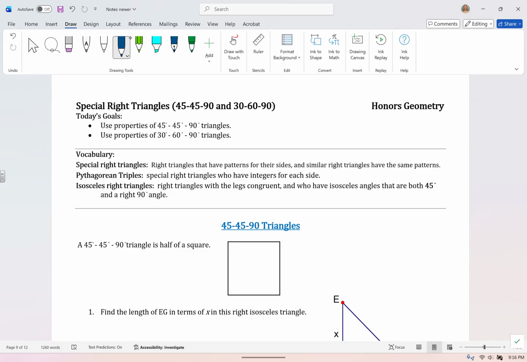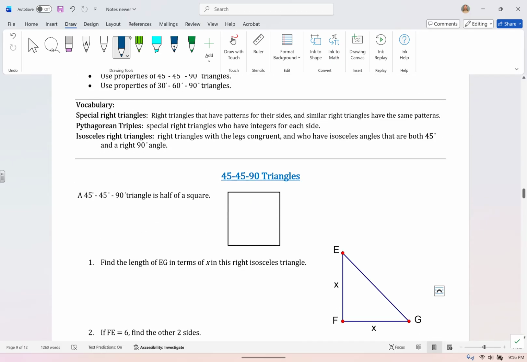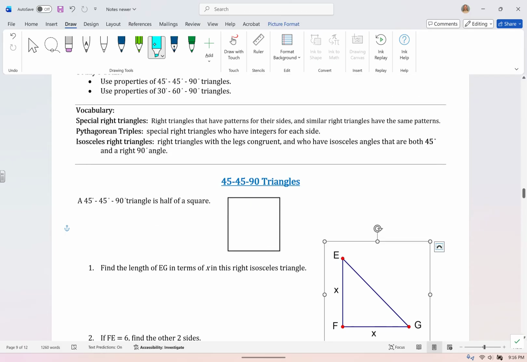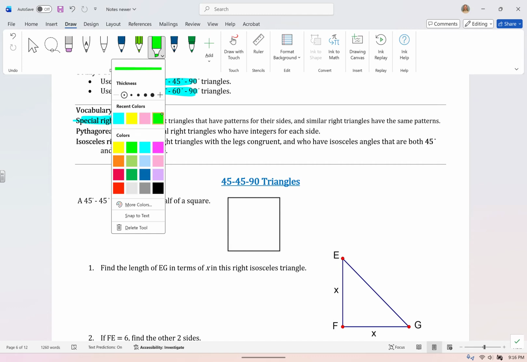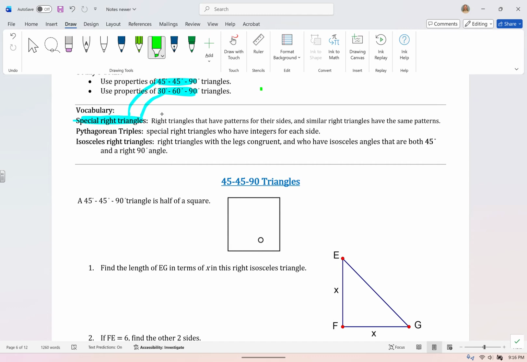So let's go ahead and start with 45, 45, 90s. And just a reminder, special right triangles would be, for example, the 45, 45, 90 and the 30, 60, 90. Those are special. Okay, why are they special? Their side lengths are actually pretty helpful. There's a beautiful symmetry going on there. You just really truly use them a lot.